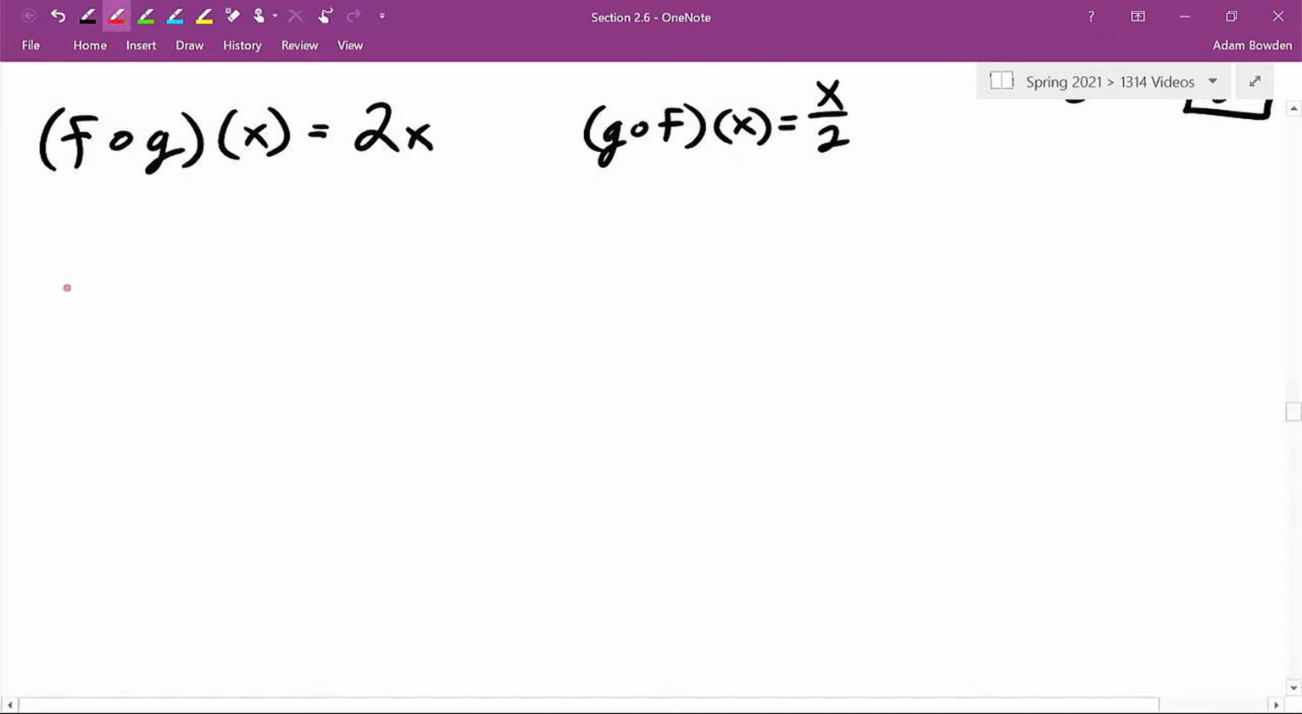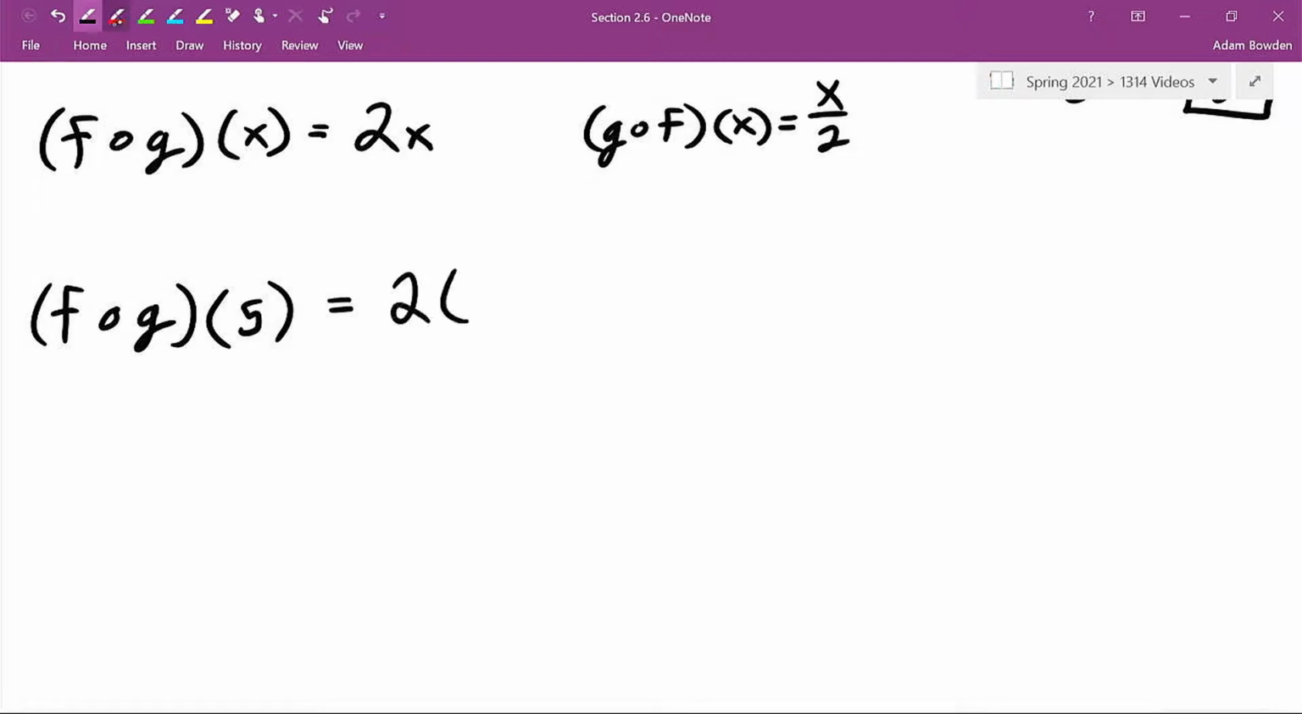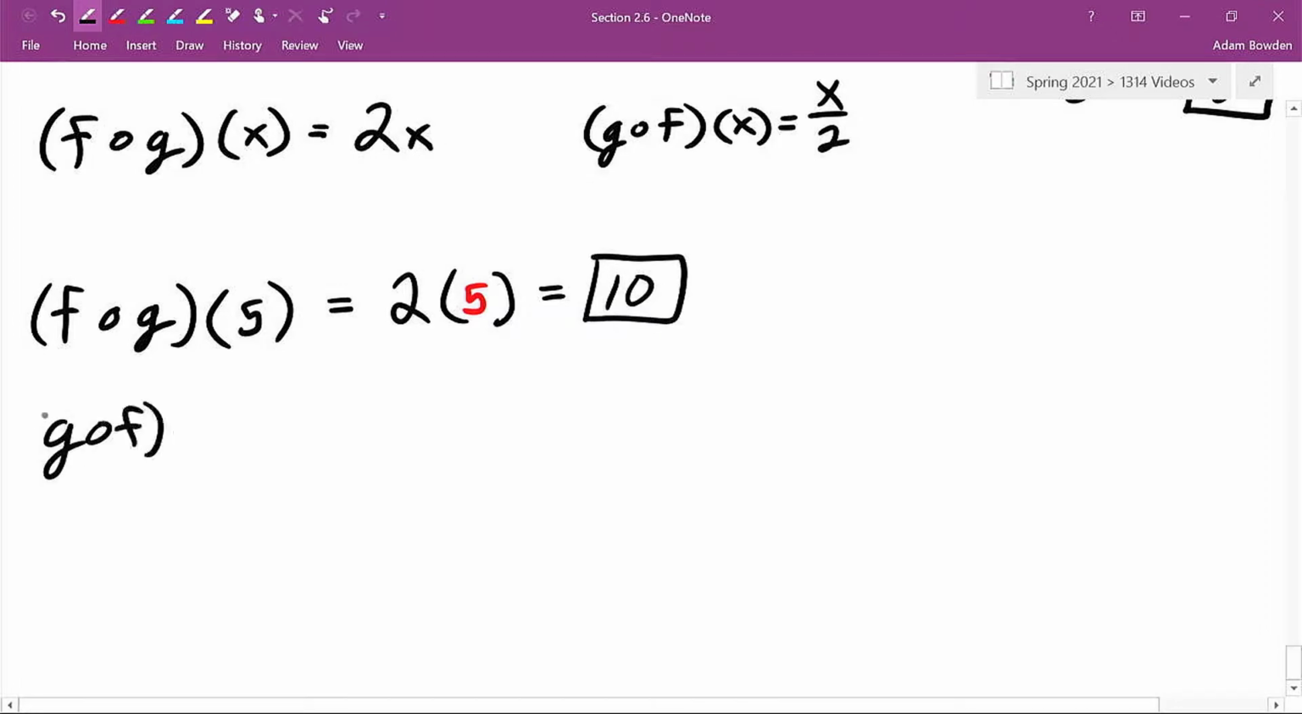So let's look at our functions here that we have for composition, f circle g and g circle f. And let's just use those to directly calculate things like f composed with g of 5. I can plug that straight into the function that was created for f circle g of x. That would be equal to 2 times 5, or 10. Similarly, g composed with f, or g circle f, of 1 would be equal to 1 over 2, if I plug it straight into that x over 2 function up above.